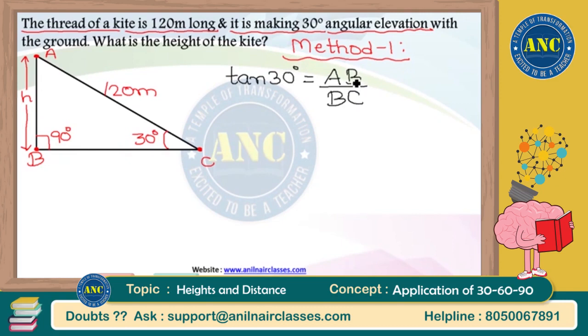Now, which trigonometric function to usually apply? You should usually apply that trigonometric function which will give you both these values. So, this H value is something which I require, and this 120 is nothing but the hypotenuse which is given. So, opposite is required, hypotenuse is given. Opposite and hypotenuse, which trigonometric function? So it is sine. Apply sine 30 rather than applying tan 30.